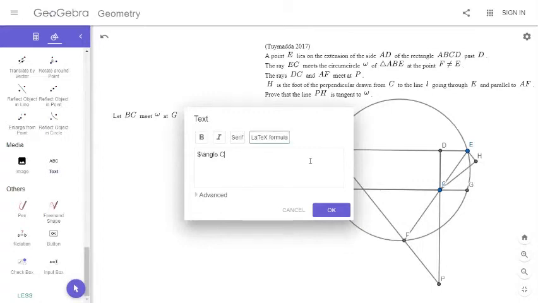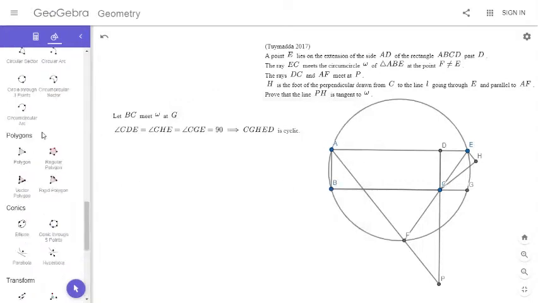Angle CDE equals angle CHE equals angle CGE equals 90. That means that CGH is cyclic. All right, so we can draw that.